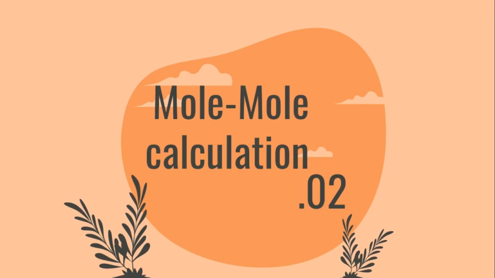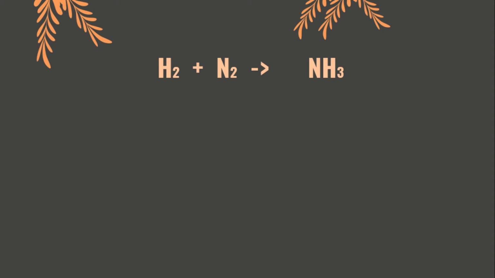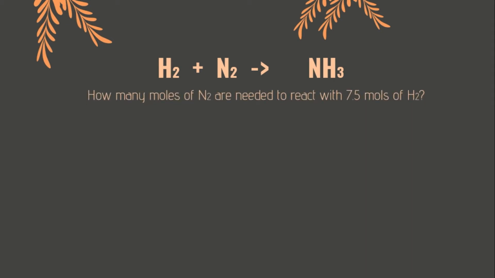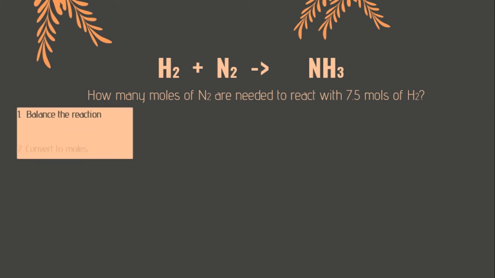Let's look at an example using this reaction of hydrogen and nitrogen. If we have 7.5 moles of hydrogen, how many moles of nitrogen would react with that? First, we balance the equation. Yep, that's balanced. And then, because it is already given in moles, we don't have to convert to moles for the second step.